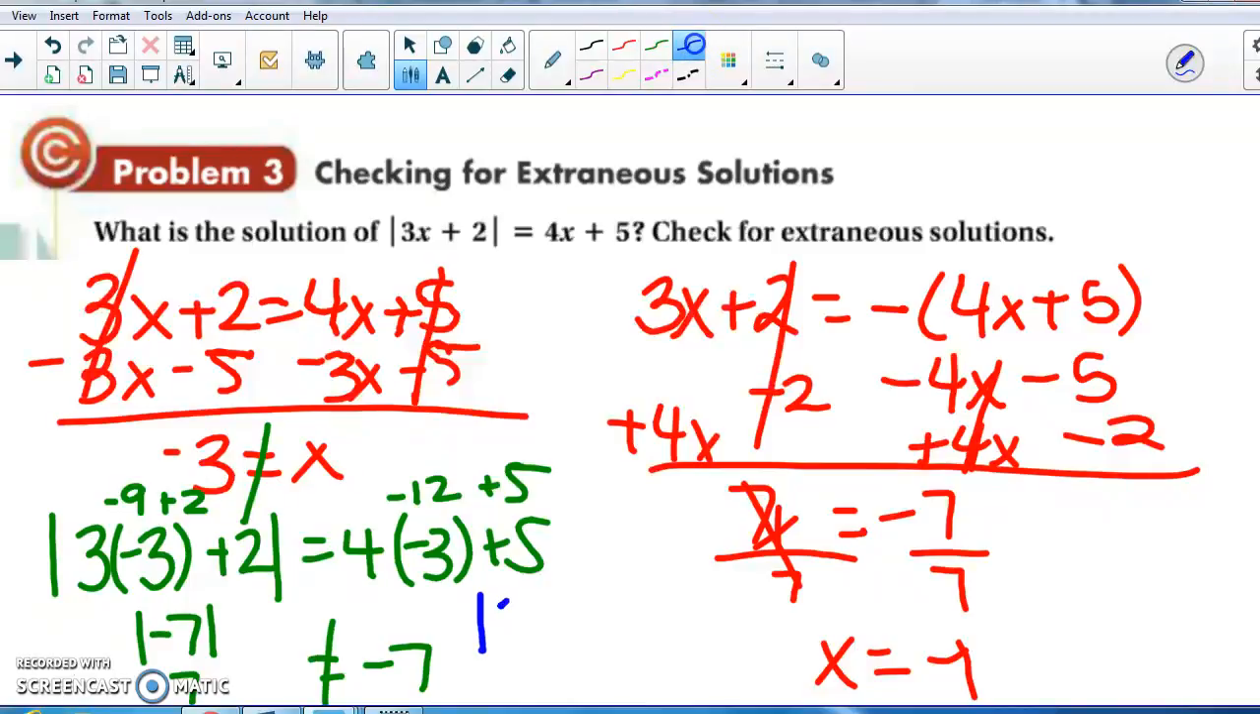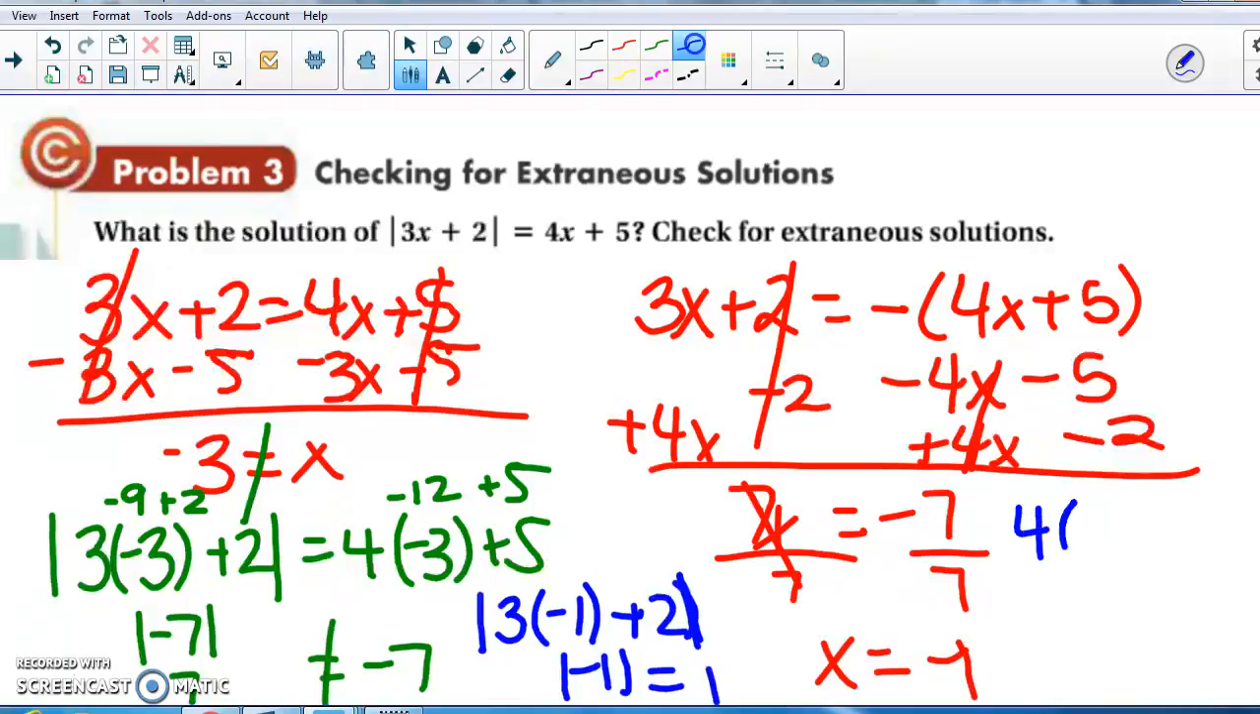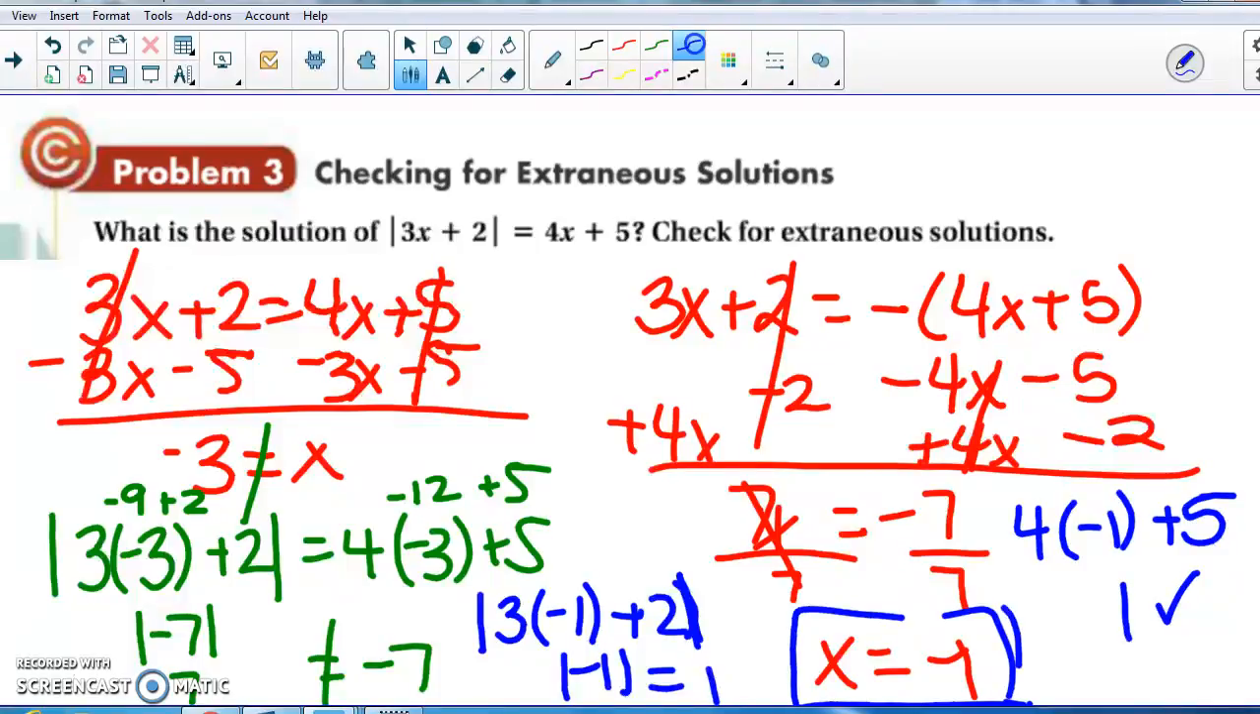The absolute value of 3 times negative 1 plus 2, this is absolute value, I'm sorry. Negative 3 plus 2 is the absolute value of negative 1, which is 1. Then we have the other side of the equation, which is 4 times negative 1 plus 5, which is 1. So 1 and 1 work. Therefore, our solution is x is equal to negative 1 with an extraneous solution of x is equal to negative 3.